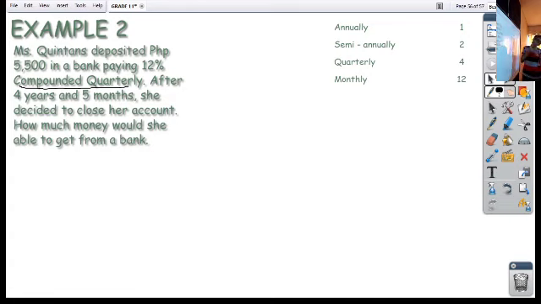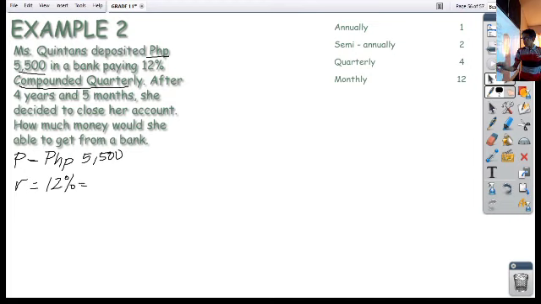If you look carefully, Miss Quintans deposited how much? She deposited 5,500 Philippine pesos. So, the principal amount now is 5,500 Philippine pesos. Then, the bank is paying 12%. So, the rate now is 12%. You divide 12 by 100. So, 12 divided by 100, that is 0.12.